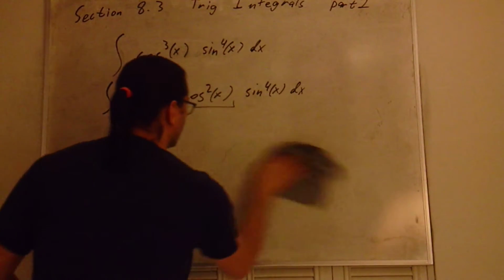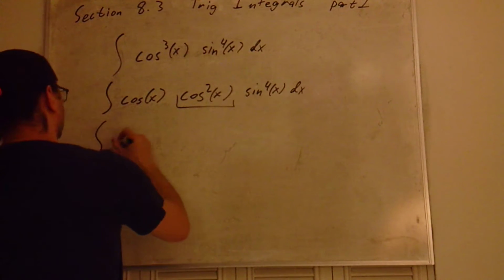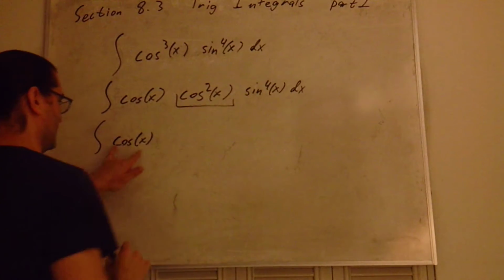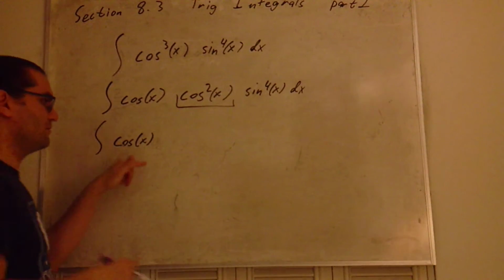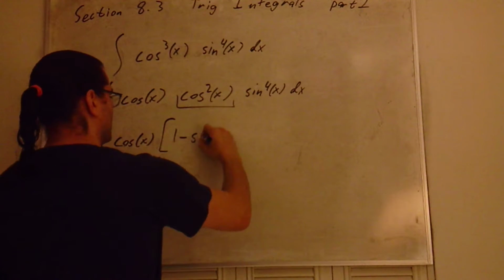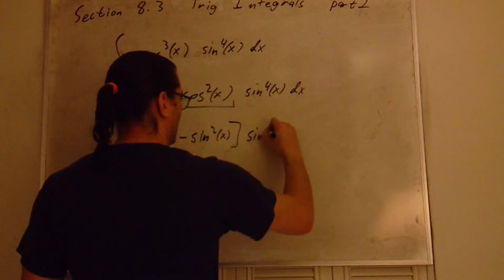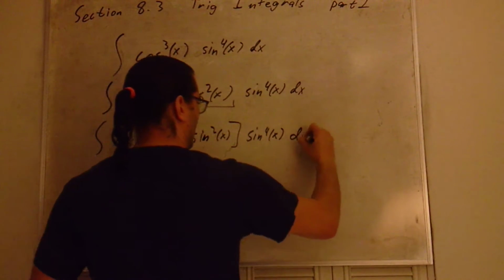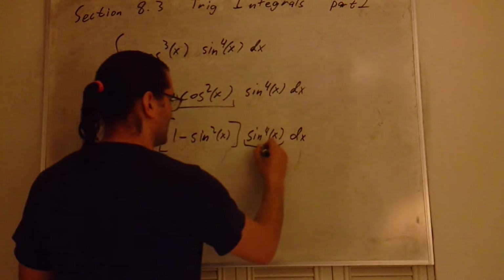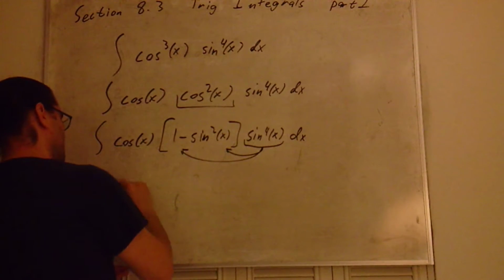That's going to look like the integral. Cosine x, this stays there. I need to leave this alone. That's going to be the other when I do integration by substitution. This piece is going to be 1 minus sine squared x. It's still being multiplied by sine to the 4th x. And there's a dx here. So I'm going to take this sine to the 4th x and distribute it in here, to try and simplify this a little bit.